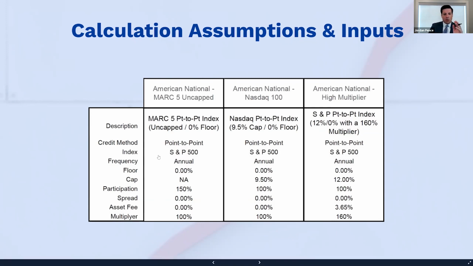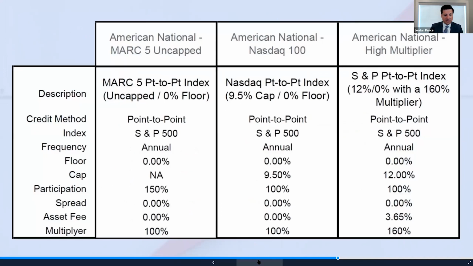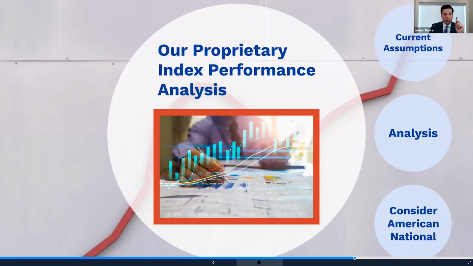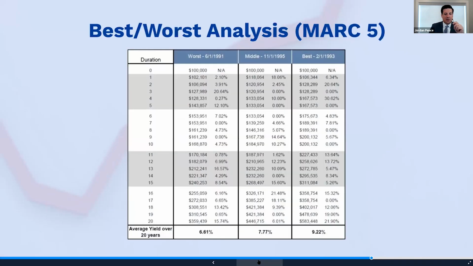But what we do is, of course, we provide the generic last 20 years performance, but this particular presentation is showing us what was the best, worst, and the median of that period of the history that we know. Now, this was back to 1989 or 88. I'll have to get back to you on that, but this is the Mark V. The Mark V in American National's product is 150% participation. So the Mark V times 1.5, no cap, and a zero floor.